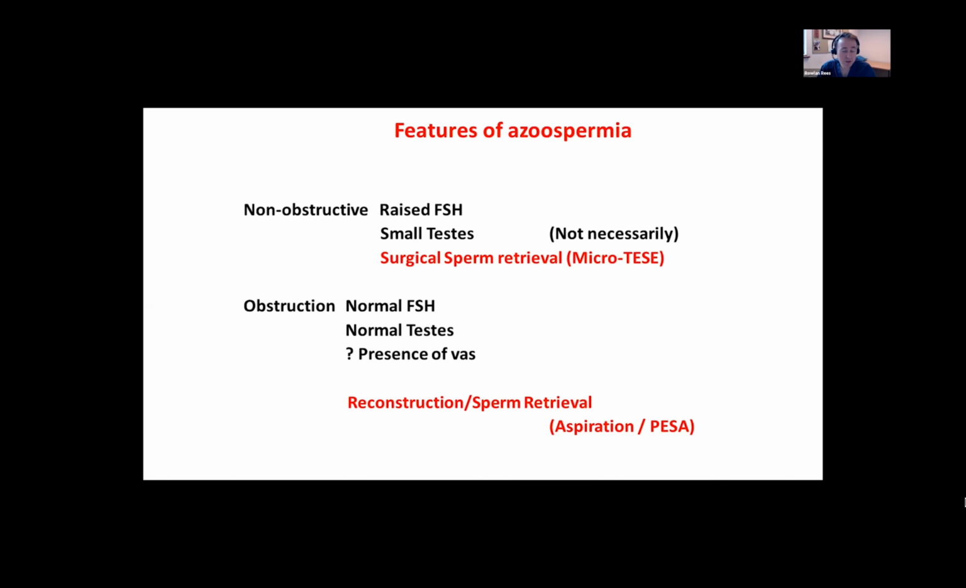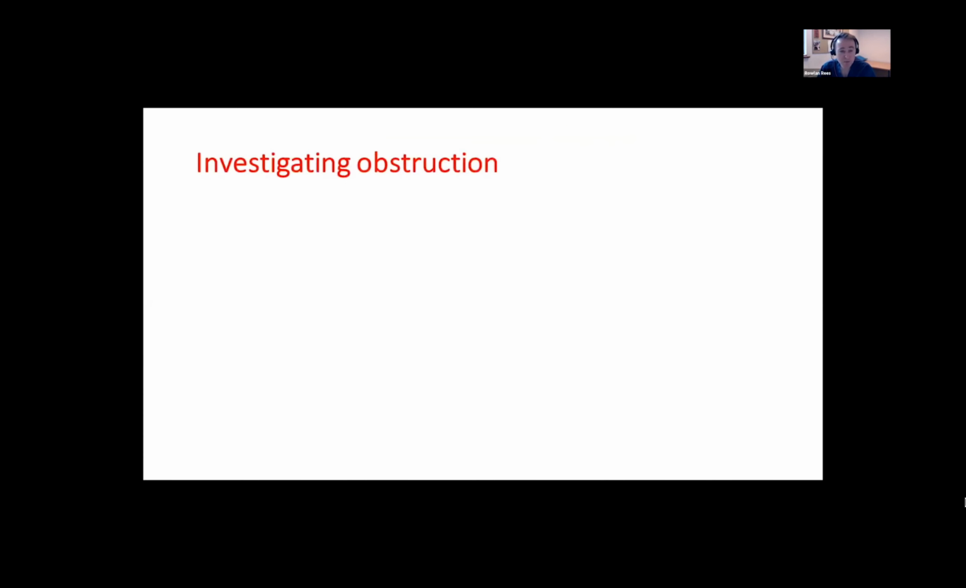If you feel that the testes are normal, you might be able to feel a distended epididymis. You might feel there's no vas, and the FSH is normal, and it all fits in with the history. There may well be, in that case, an obstructive element, in which case these men are more suited to aspiration of sperm from the epididymis, so-called PESA, or percutaneous epididymal sperm aspiration.